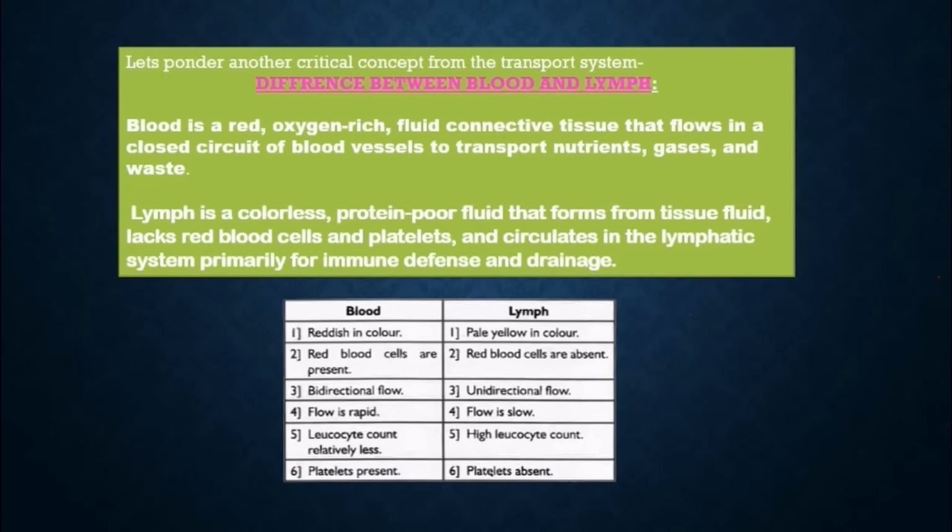In the circulatory system, blood flows rapidly, and we know the pressure of the blood is 120 by 80 millimeters Hg. But in the lymphatic system, the flow of lymph is very slow. In the blood, the leukocyte count is relatively lower than that of lymph, whereas lymph contains a high leukocyte count. I remind you that leukocytes are nothing but white blood corpuscles. Platelets are present in the blood, whereas platelets are absent in lymph.